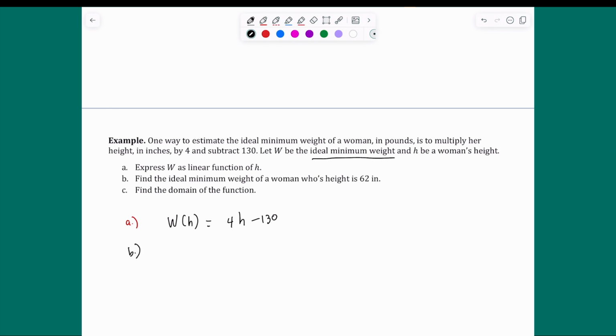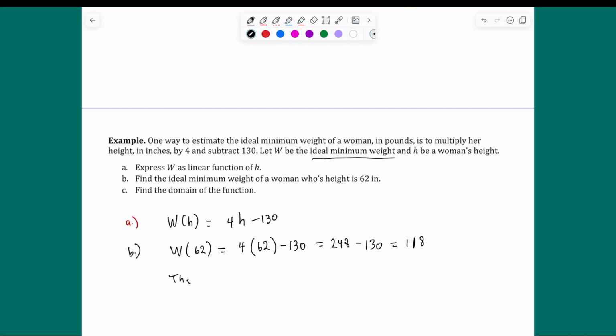All right, so B here, we're actually finding the ideal minimum weight of a woman whose height is 62 inches. So we just plug that into our function. So W of 62 is 4 times 62 minus 130. And let's go ahead and do that calculation. I did it freehand here, so let's redo it, make sure I got the right answer. 62 times 4 gives us 248, and then subtract 130, which gives us 118.